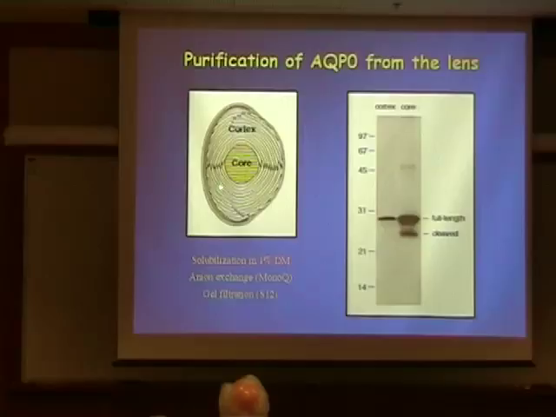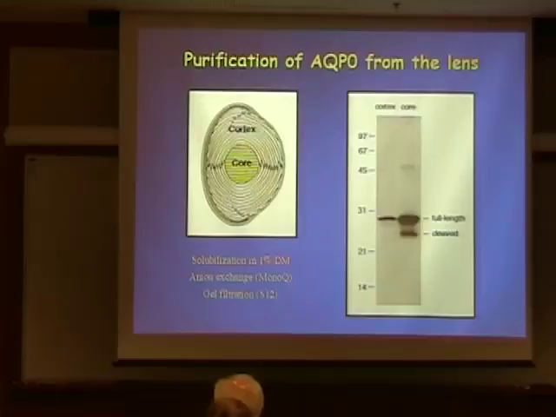protein. If you now purify using exactly the same protocol from the core of the lens, we get a mixture of full-length protein and cleaved protein. And that's an aging process. So AQP0, as it ages, gets into the core of the lens, gets cleaved at both termini, the N and the C terminals.